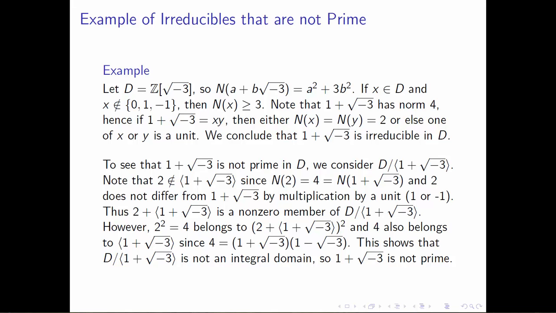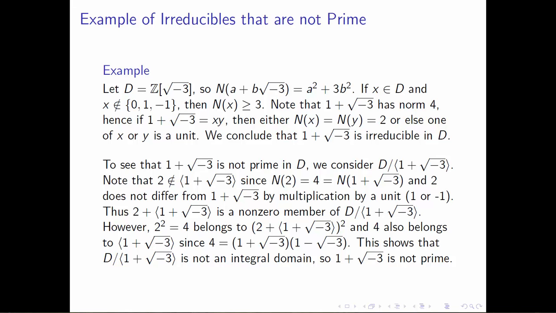This happens to be the same as the norm of 1 plus the square root of negative 3, and the only units in this ring are 1 and negative 1. When I multiply 1 plus the square root of negative 3 by either of those things, either 1 or negative 1, I certainly don't get 2. And what this means is that 2 does not belong to the ideal generated by 1 plus the square root of negative 3. And so when I look at the coset 2 plus the ideal generated by 1 plus the square root of negative 3, I'm looking at a non-trivial member of the factor ring.